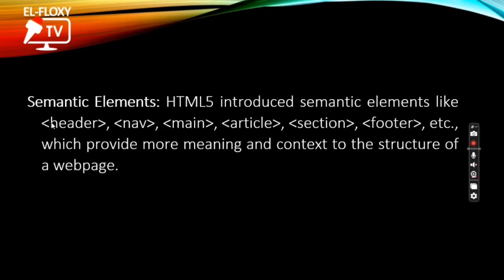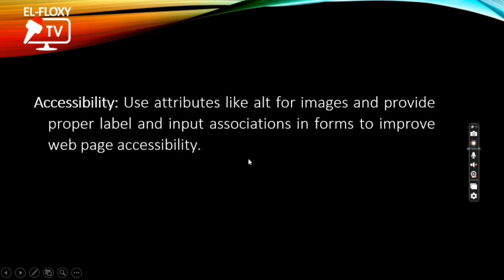Now we look at semantic elements. HTML introduced semantic elements like header, nav, main, article, section, footer, etc., which provide more meaning and context to the structure of a web page. So we'll look at all these things in detail very soon. Let's just go through all these things. Then accessibility: use attributes like alt for images and provide proper labels and input annotation in forms to improve web page accessibility.